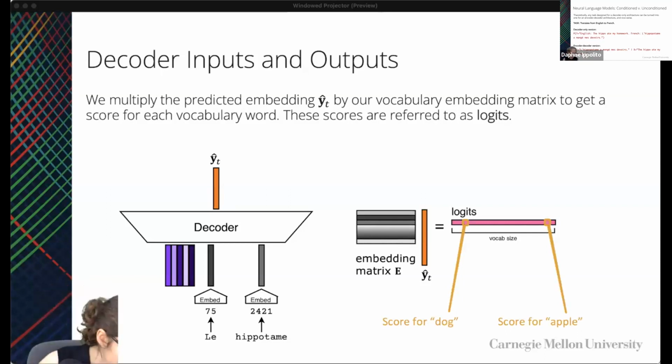Okay, can you explain the shape of E and y hat again? Yeah, so the embedding matrix has the dimensions of the vocab size, so the number of words in your vocabulary, times some embedding dimension. Very commonly, this embedding dimension will be 512. So if you have 50,000 words in your vocabulary, this embedding matrix will have the shape 50,000 by 512. And then y hat sub t, the prediction from the model, will be a vector that just has the dimension 512.